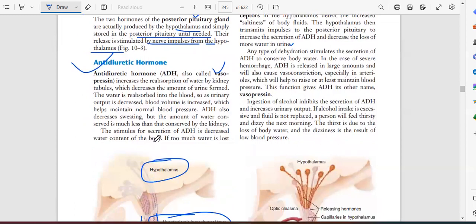The stimulus of secretion of ADH decreases the water content of the body. So whenever ADH is released in the body, what will happen? The amount of water is decreased in the body. So water is stored in the body. No large amount of water is released from the body. This is the main concept of ADH, antidiuretic hormone.